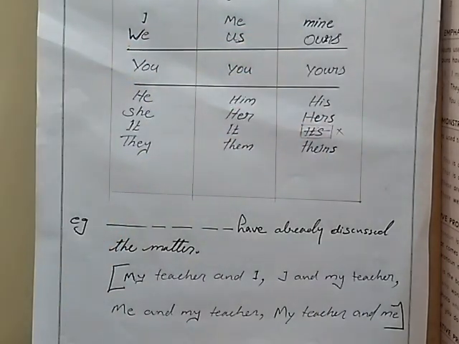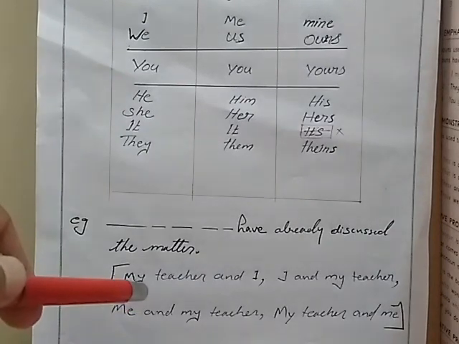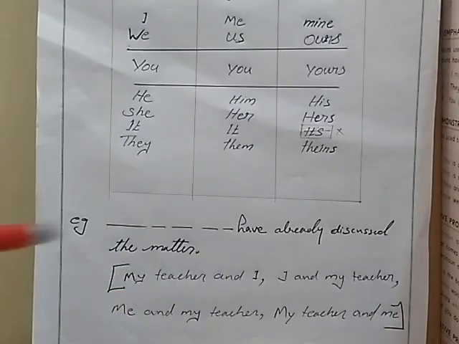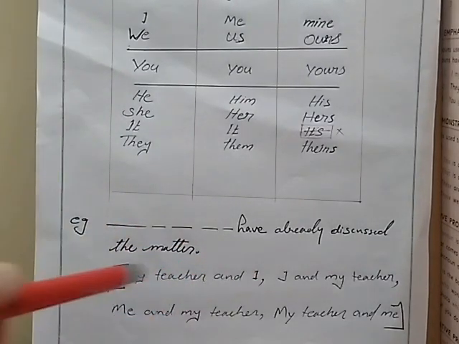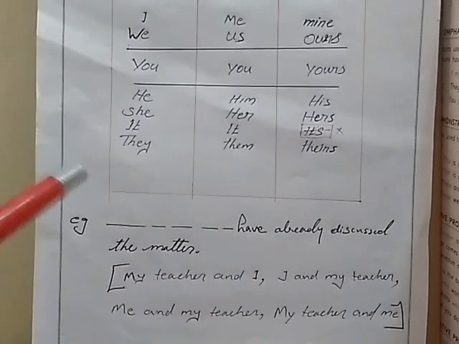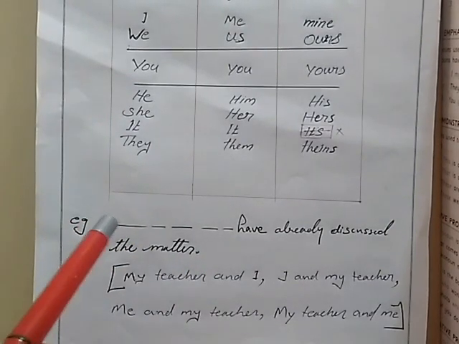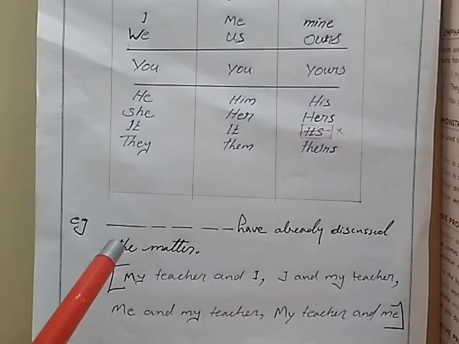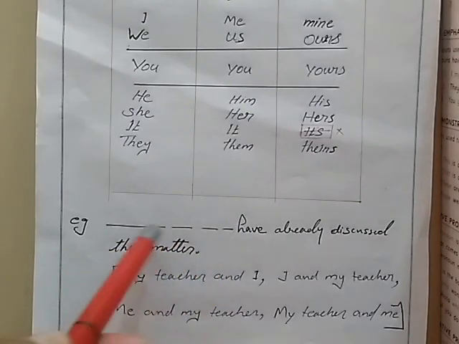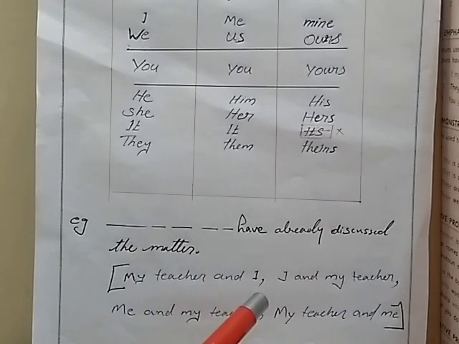Through an example, I hope you will understand in a better way. Dash have already discussed the matter. We are missing the subject part here. Options: my teacher and I, and my teacher. Do you note the difference? My teacher is given here, second, I.